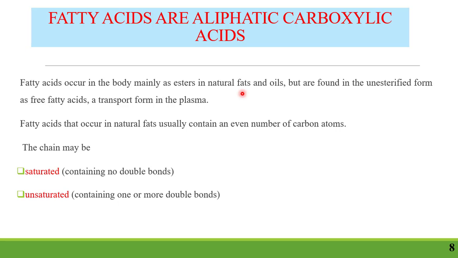Fatty acids that occur in natural fat usually contain an even number of carbon atoms. The chain may be saturated or unsaturated. Saturated fatty acids contain no double bond, and unsaturated fatty acids contain one or more double bonds.